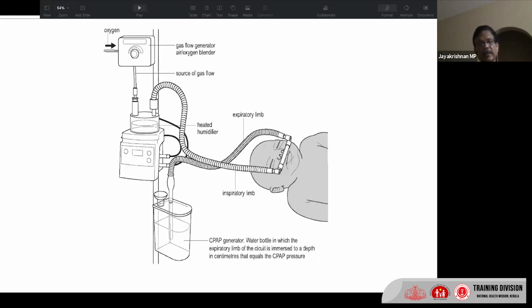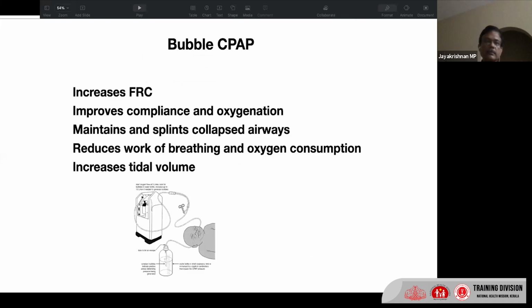Commercially available CPAP machines are also available, like this one, where there is a blender and a heating system also. So it's actually heated humidified air that is provided, and again you can see the underwater seal there, which will provide the PEEP. That's a bubble CPAP again, and the same thing: it increases the functional residual capacity, improves compliance and oxygenation.